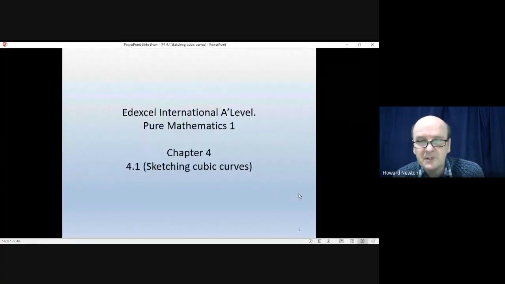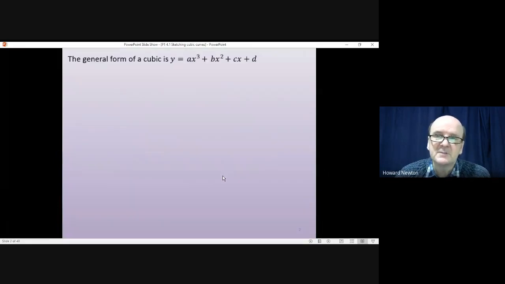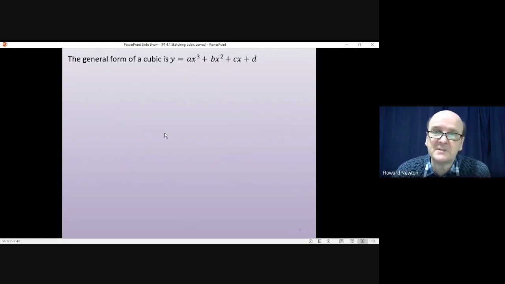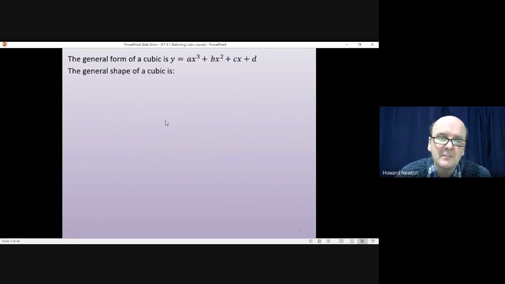In this lesson, we'll be looking at how you sketch cubic curves. And a cubic is something of the form y equals ax cubed plus bx squared plus cx plus d. And just as we learned how to sketch quadratic curves, we need to do the same thing with cubics. Quadratics all have the same general shape, and that's basically true for cubics as well. There are a couple of possibilities for a cubic.